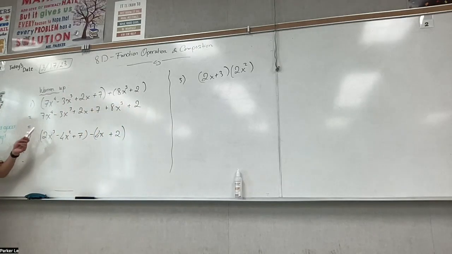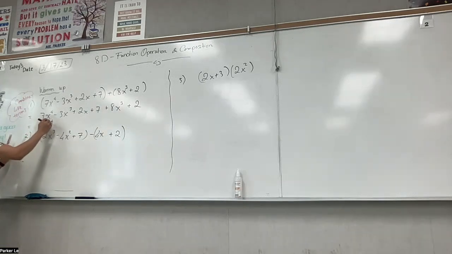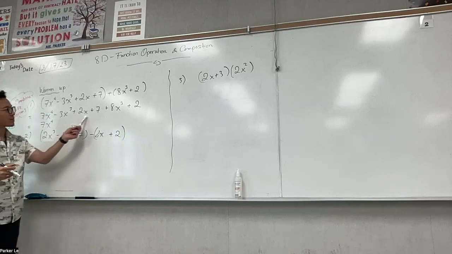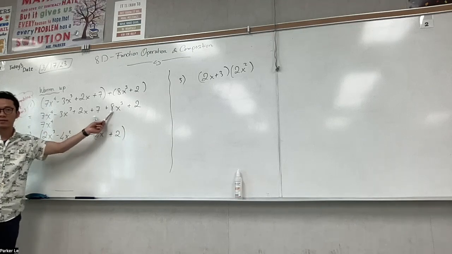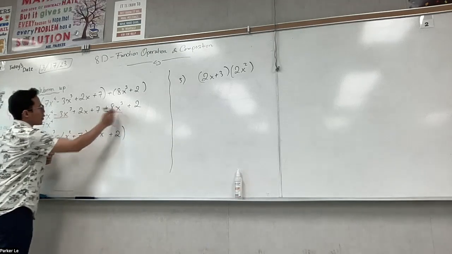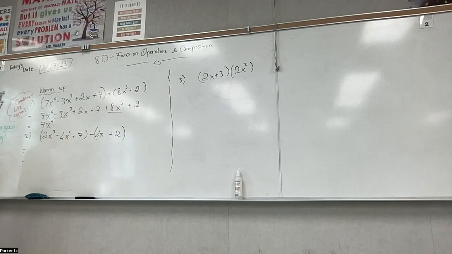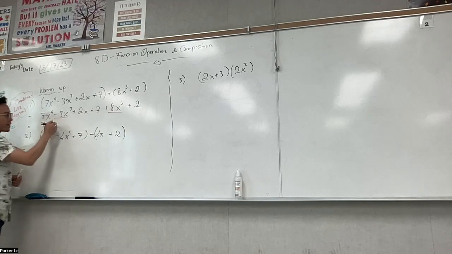All right, now what am I gonna do? Combine that terms. Remember, combine that term. So x to the fourth, I only have one x to the fourth. X cubed. Do I have any x cubed? Oh yeah, I have two x cubed right here, right? So combine that term. What is negative 3x cubed plus 8x cubed? 5x cubed. Very good.